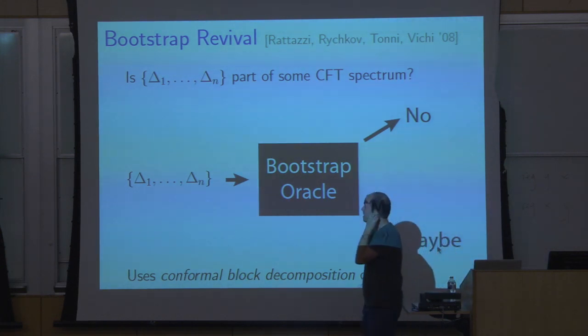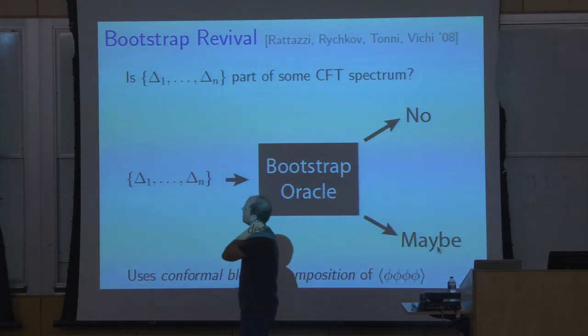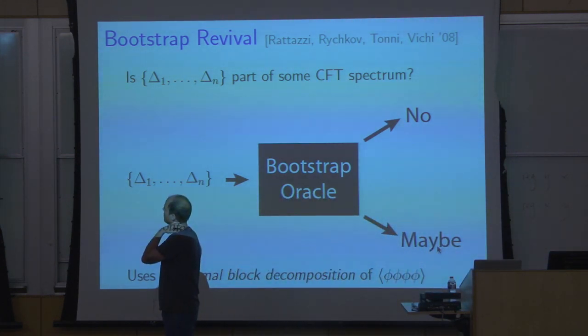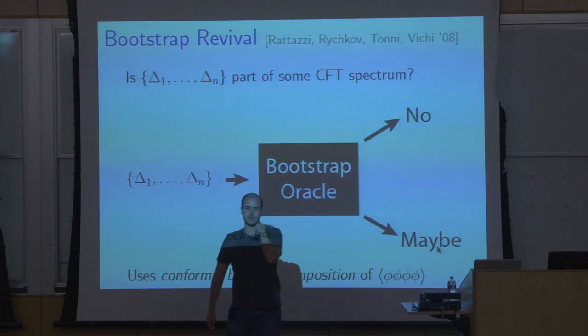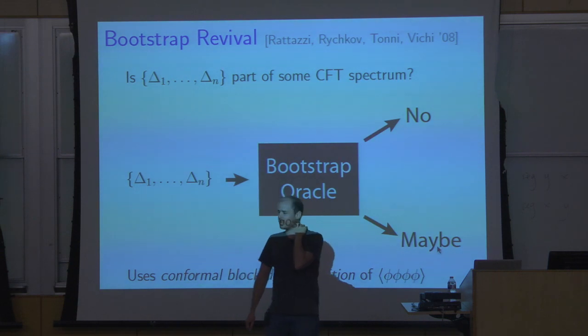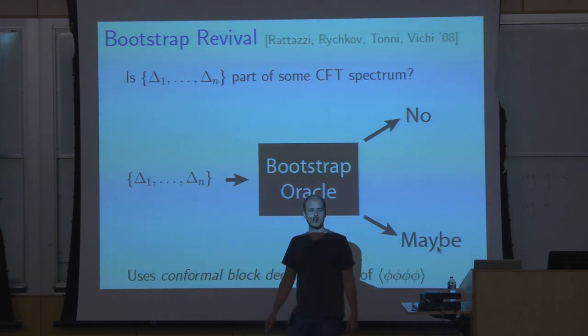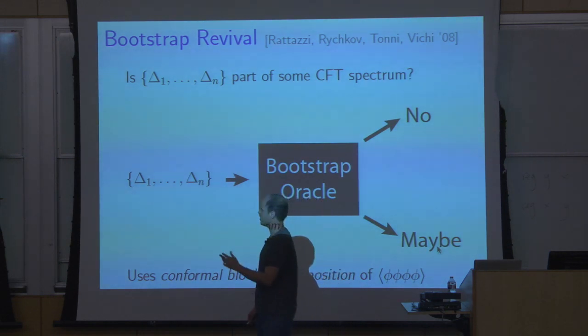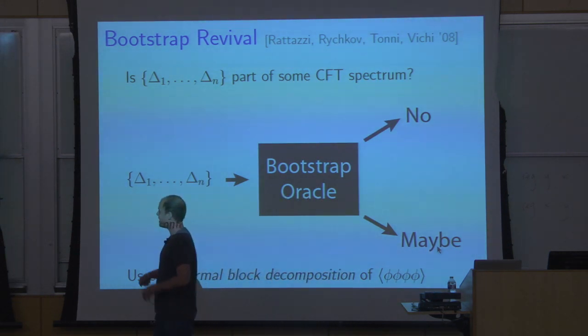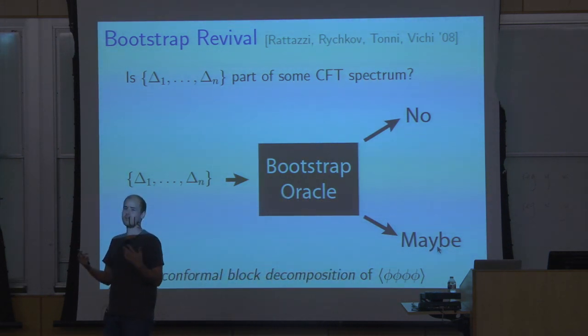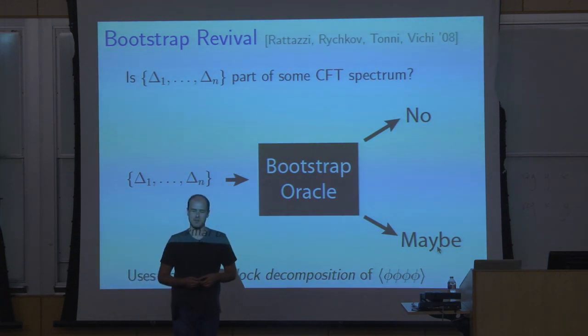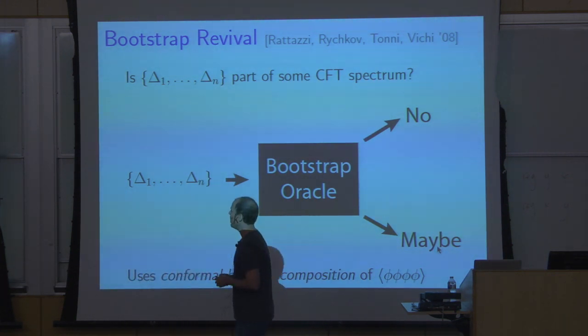So the idea of this revival sort of started with a lowering of standards. So instead of trying to solve the CFT completely, to just solve for the numbers exactly, instead we try to get some information about it. Maybe not all the information, just some.